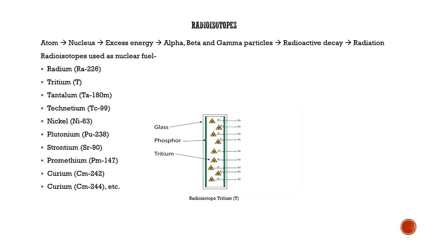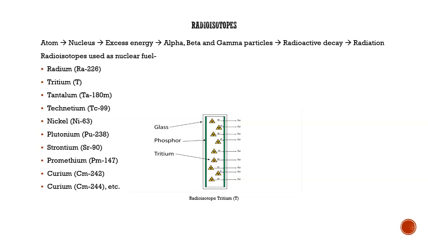So radioisotopes are the radioactive isotopes of an element, and they can be defined as atoms that contain an unstable combination of neutrons and protons. So the radioisotope is an atom that has an excess of nuclear energy, which makes it unstable, and it releases alpha, beta, and gamma particles. And during this process, radioactive decay happens, and the radiation starts.